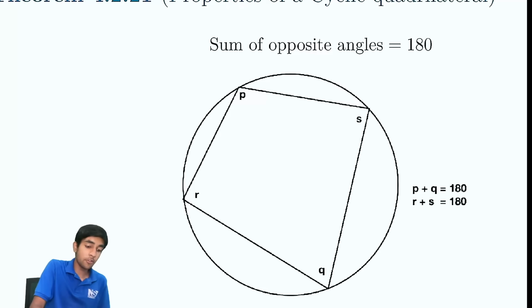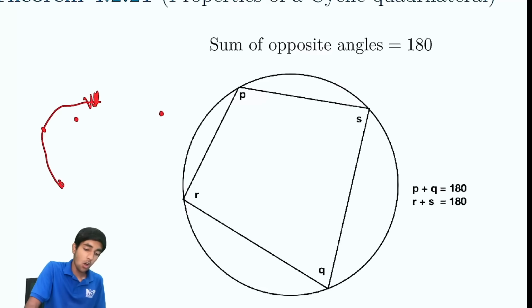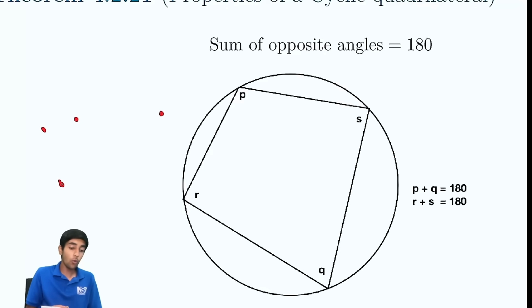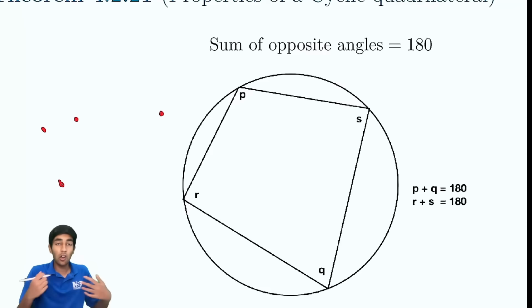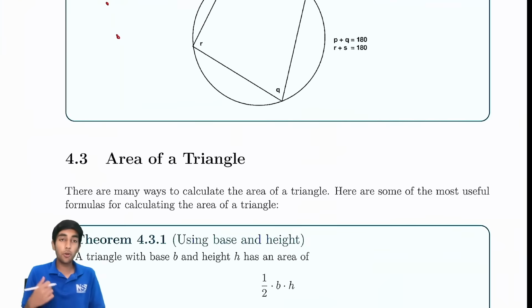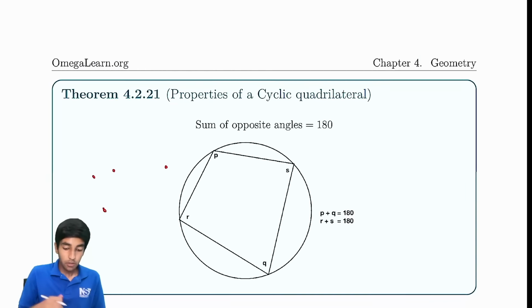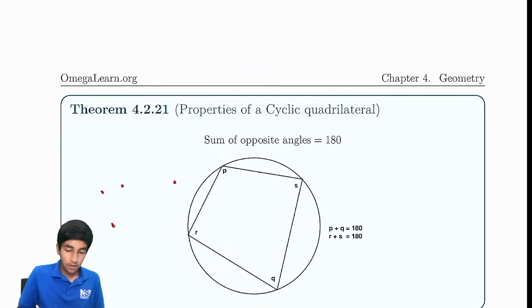But notice that that's not true for every quadrilateral. For example, we might have something like this, but there's no circle that passes through all 4 of these points. So only quadrilaterals that have a sum of opposite angles of 180 are concyclic, or cyclic. And we say the 4 points are concyclic. So those are the cyclic quadrilateral properties.